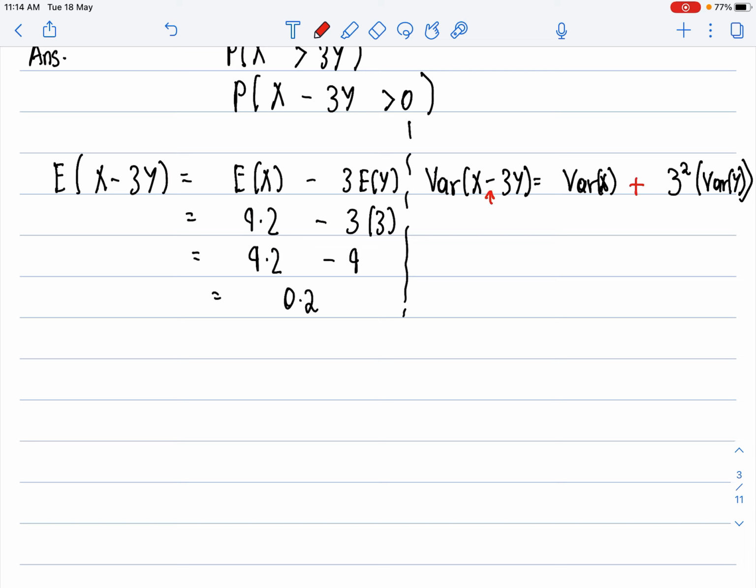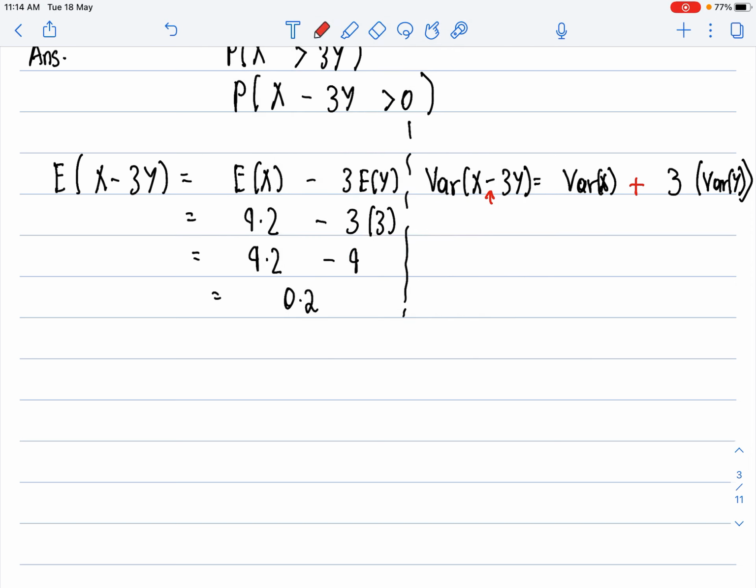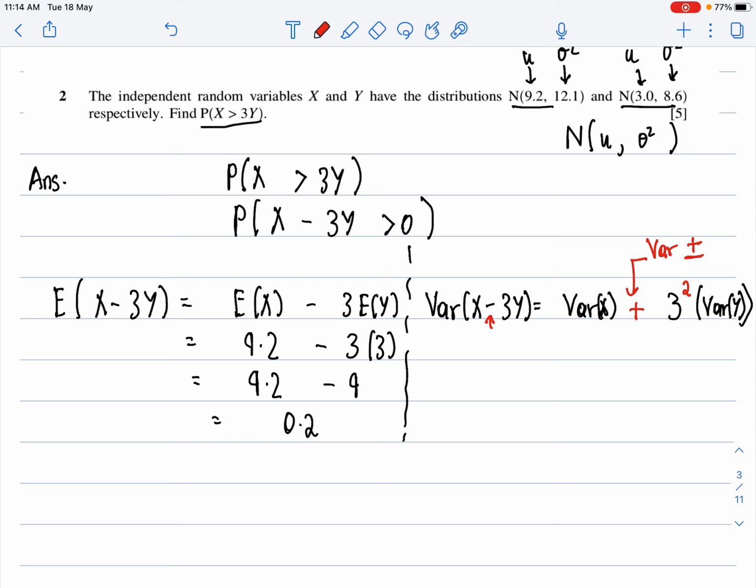So two important properties here, if you see. The first important property is, why is there a plus instead of a minus? The property you need to know is that variance is always positive. It's always positive. Okay, that's a very important property you need to know. Now if you see here, why did I do the square? Because 3 is multiplied to y. It's a multiple. Okay, so you need to know this is a multiple.